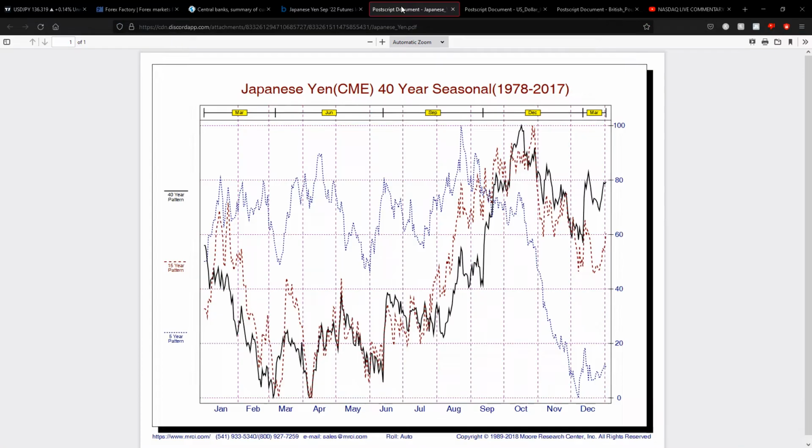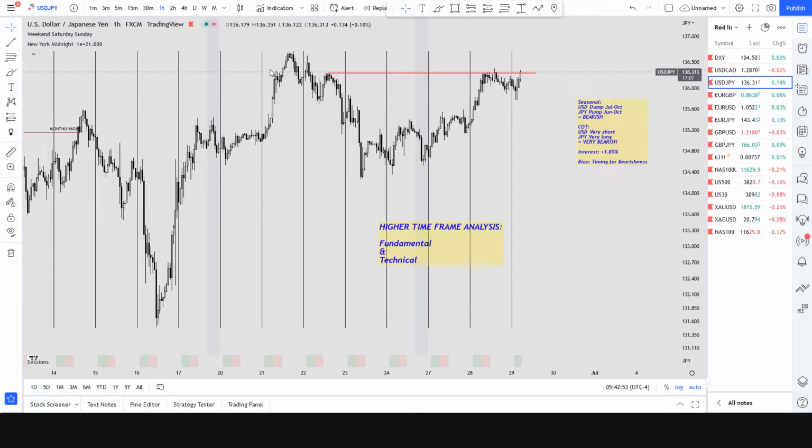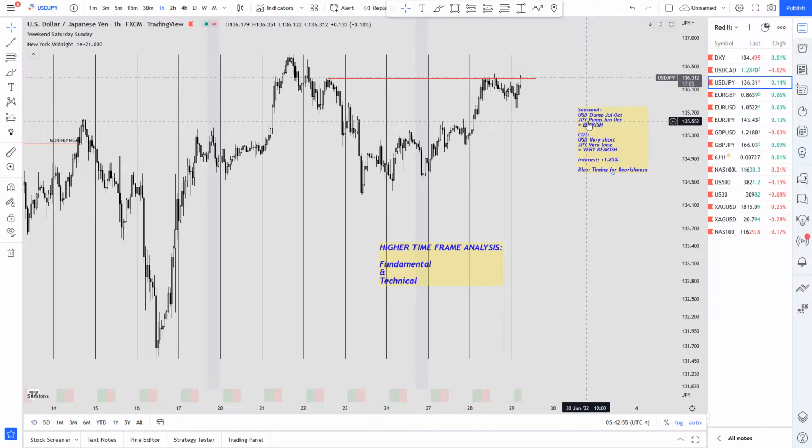So I've got them up here. So this is the yen. This chart just plots the average of the past 40 years of price action for this currency. If we just have a brief, generalized look, from June there was a low, and to October there was a high. So during that part of the year, there was bullishness for the yen. So I'll write for the yen in the seasonals, it pumps from June to October.